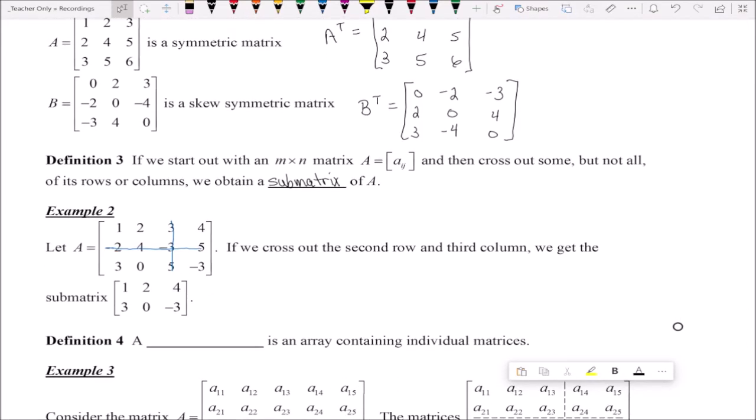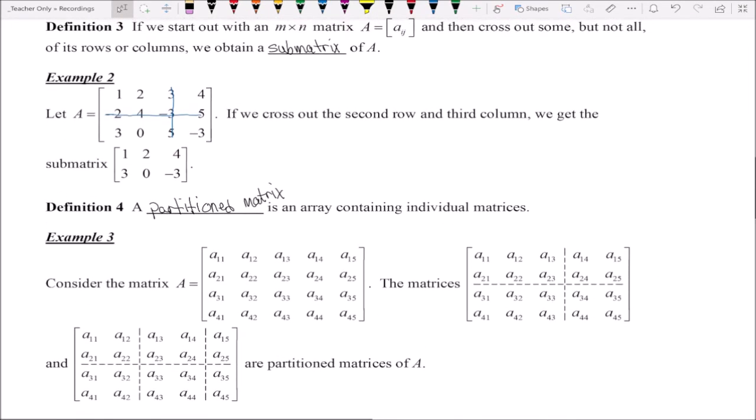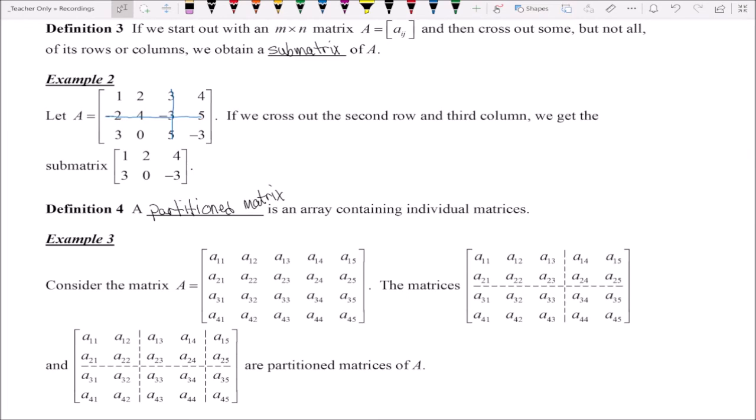Now we call an array that contains individual matrices a partitioned matrix. So really, a partitioned matrix is just a matrix of matrices. So here's an example. We have this 4 by 5 matrix A right here.